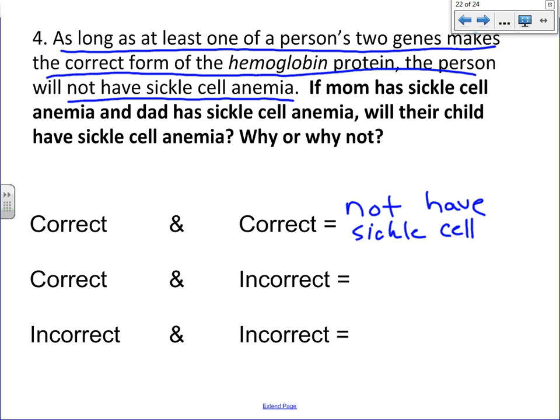Now let's take a look at the next one. What if one of your genes made the correct form and one of your genes made the incorrect form? Would you have sickle cell anemia? Think about it for a second. Again, the answer here is no. And the reason behind it comes from the exact same underline we had before, because as long as at least one of a person's genes makes the correct form, the person will not have sickle cell. So what that means is that if you're making the correct form and the incorrect form, you will still not have sickle cell.